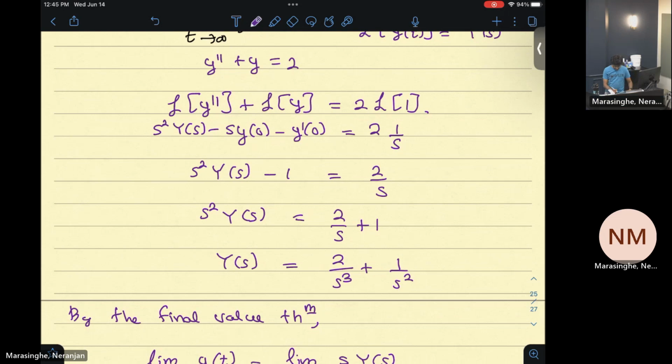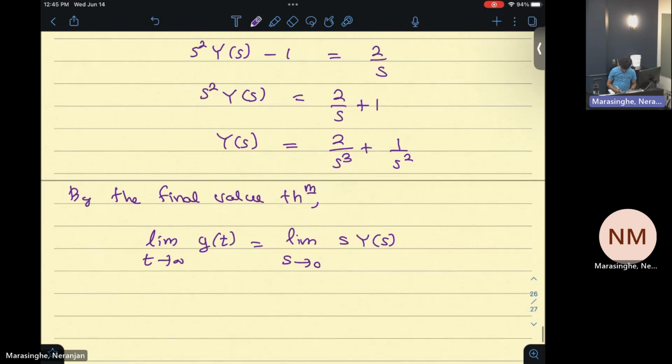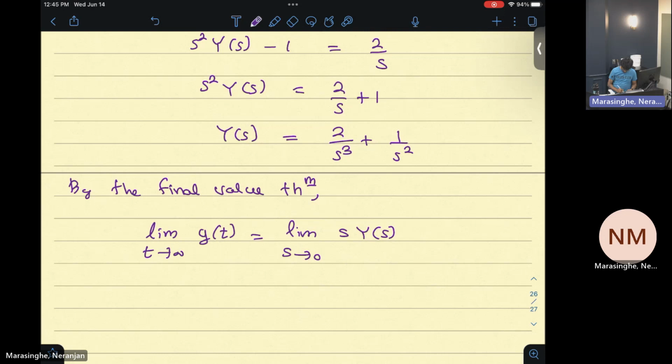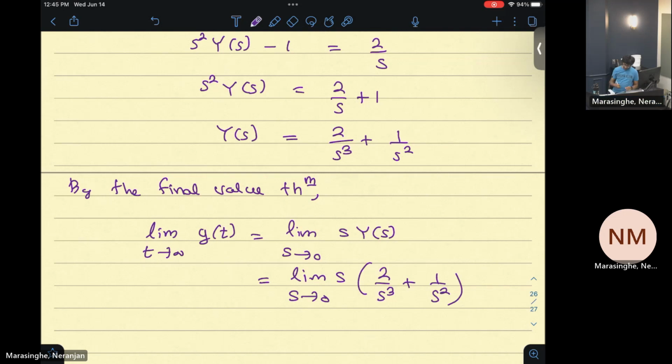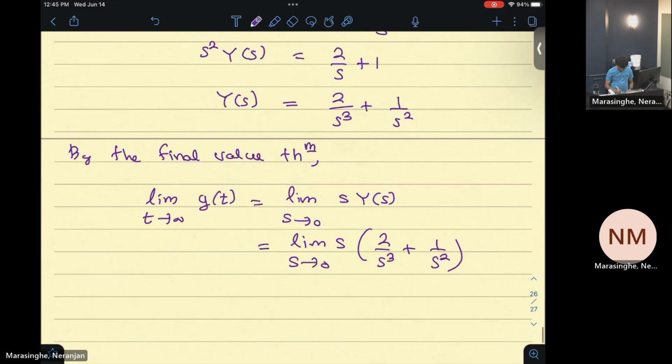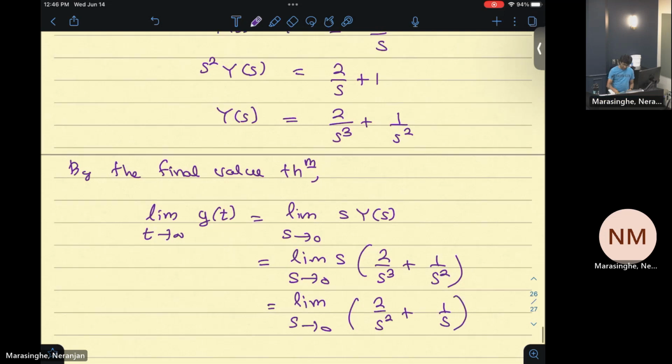Right. So what would be your answer? You would get limit s goes to 0 of s times 2 divided by s to the power 3 plus 1 divided by s to the power 2. Okay. That simplifies to 2 divided by s to the power 2 plus 1 divided by s.